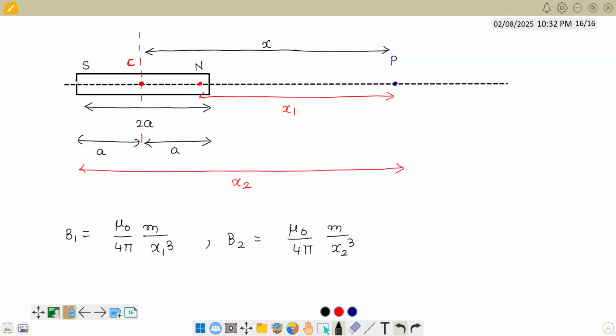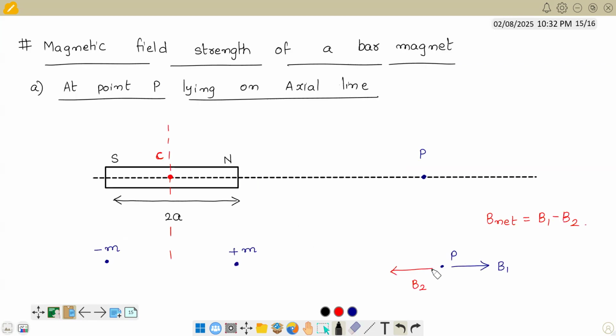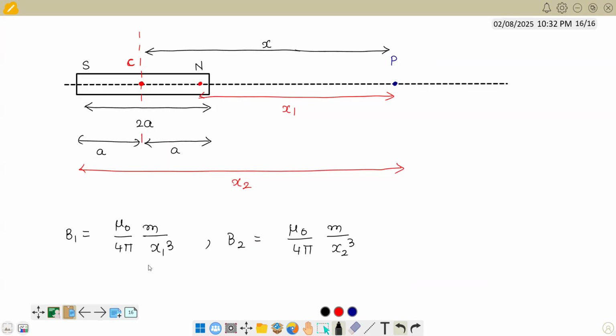You might wonder, why didn't I write minus M? Because for south pole it is minus M. When we write magnitudes, we will only write their magnitudes. We won't write plus M, minus M. Then what is this minus M useful for? It is only useful to tell the direction of the field at this location.